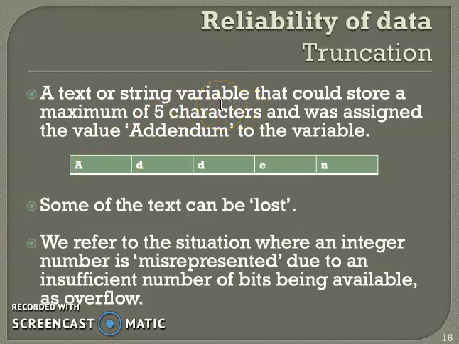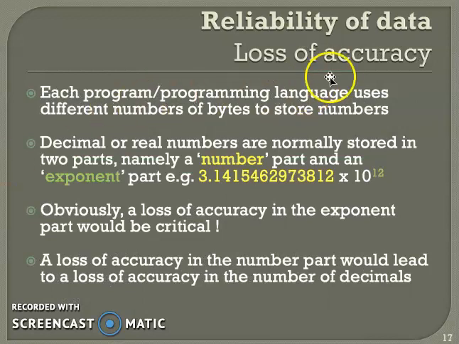Data truncation. Truncation means to basically cut off. So when you say cutting off the data, some of the text is lost. Reliability of data, loss of accuracy. Each program or program language uses different numbers of bytes to store data. Decimal or real numbers are normally stored in 2 parts, the number and the exponent part.